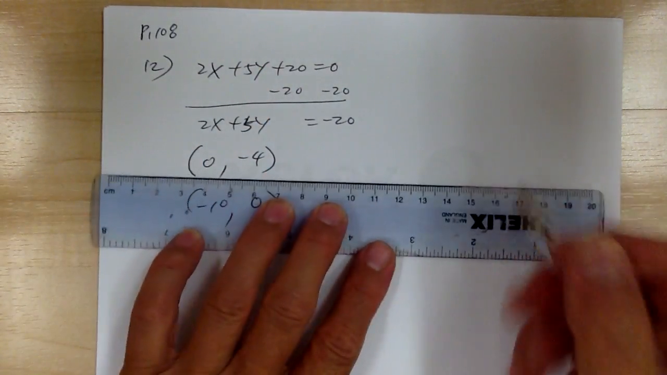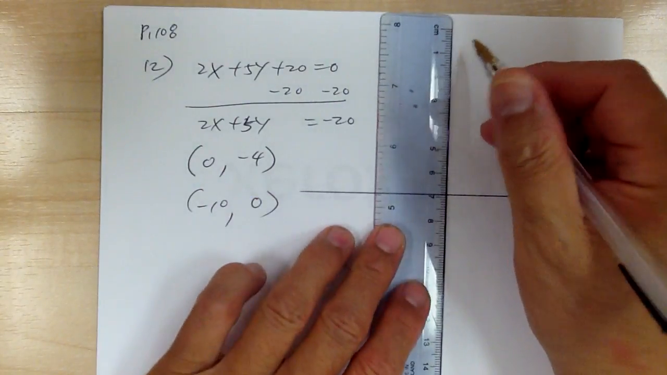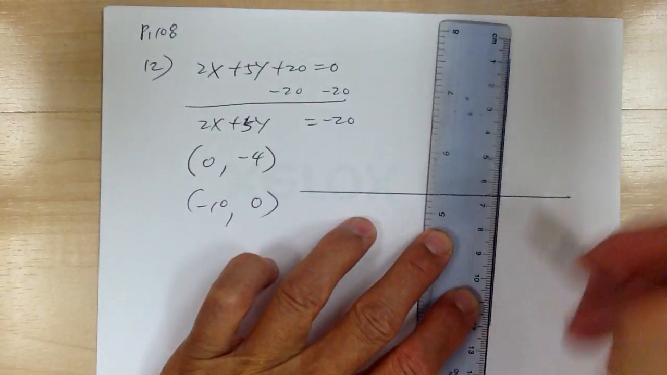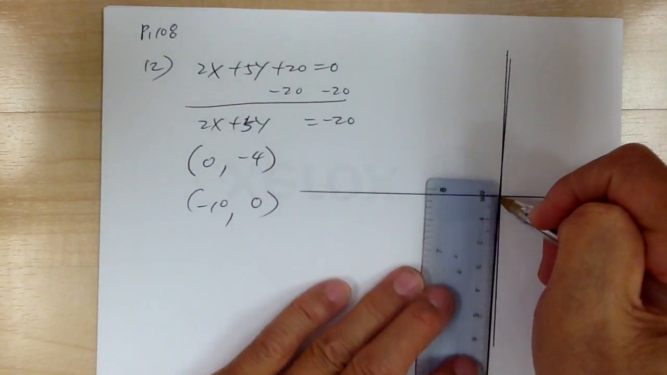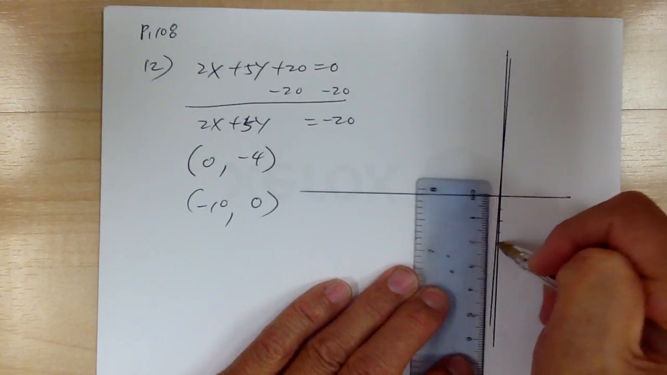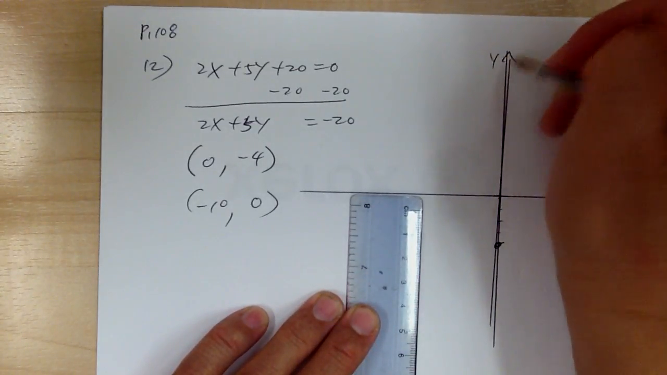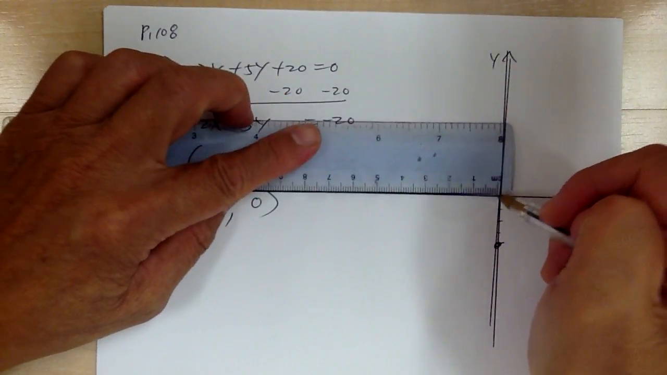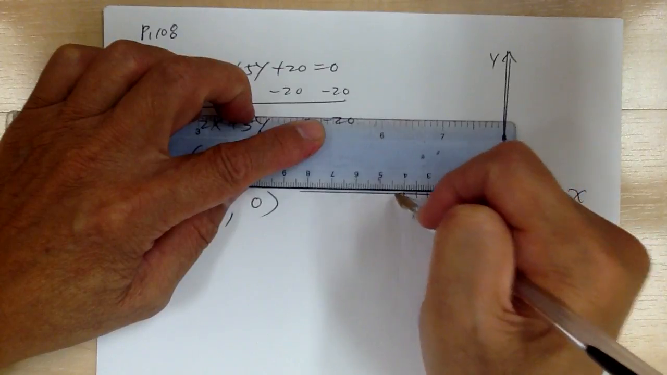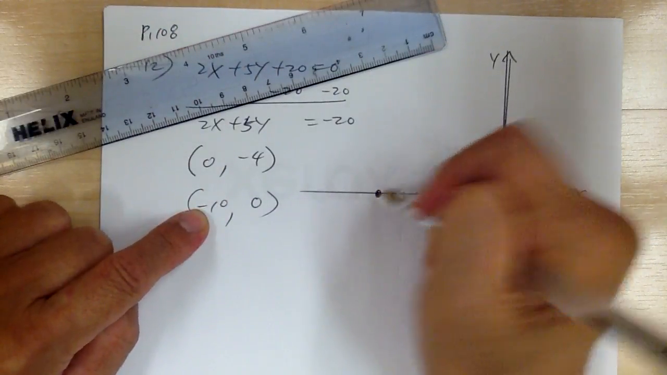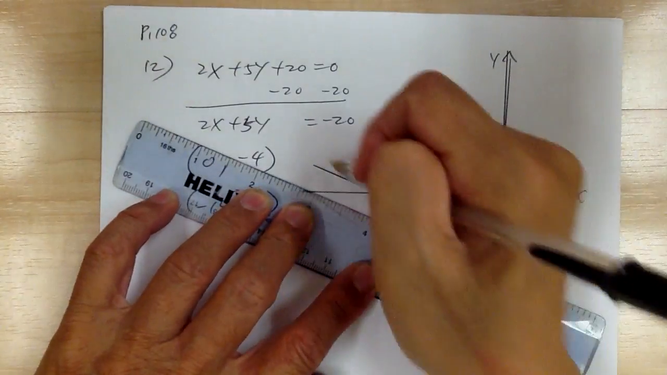Okay, so from here, when you graph, you get 2 points. So 0, negative 4: 1, 2, 3, 4. Over here, this is your x, this is your y. And negative 10. Okay, so from here you go 1, 2, 3, 4, 5, 6, 7, 8, 9, 10. Negative 10, 0. And then you connect the 2 dots, and that is your graph.